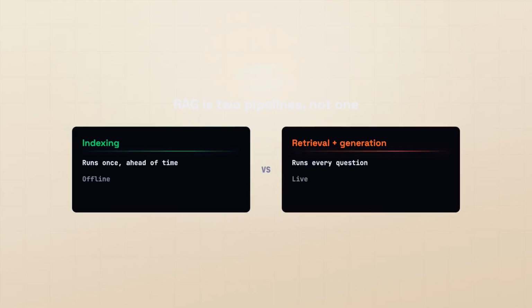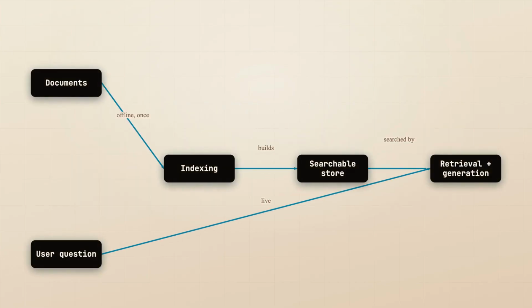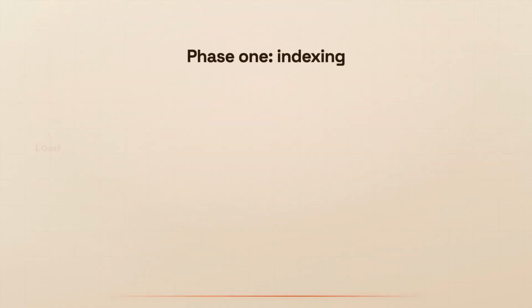The thing that confuses people is that RAG is really two separate pipelines, running at two different times. The first is indexing. This happens once, ahead of time, offline. You take all your documents and turn them into something searchable. The second is retrieval and generation. This happens every time a user asks a question, live. You search what you built, then answer. Build the first one wrong, and the second one can never recover. So let's build them in order.